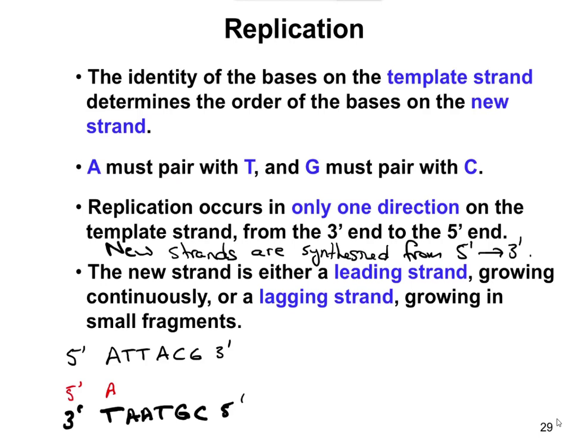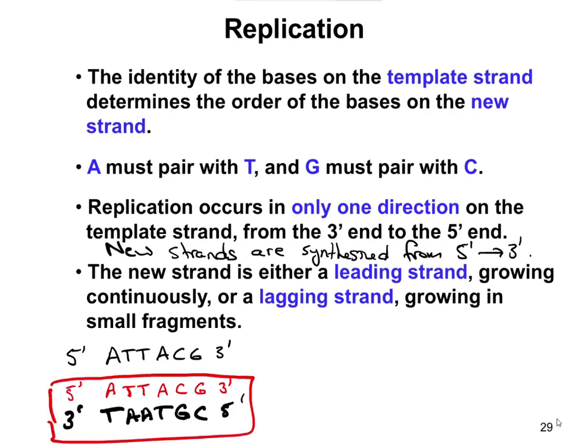So the enzyme that does this work recognizes that there's a T down here, and it says, okay, I need to add an A here. There's an A here, so it needs to add a T. There's another A, it has to add a T. There's a T, it has to add an A. G goes to C. C goes to G, and we end up on the 3' end. So this down here would be one of your daughter strands, okay?